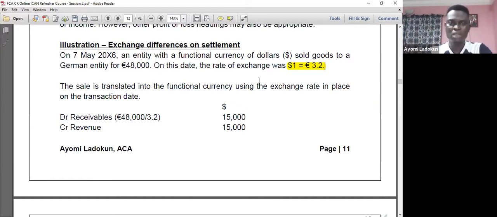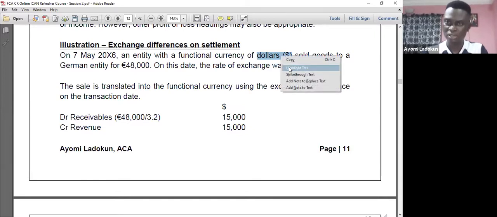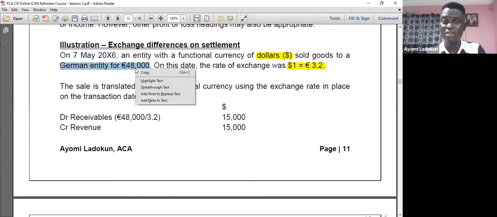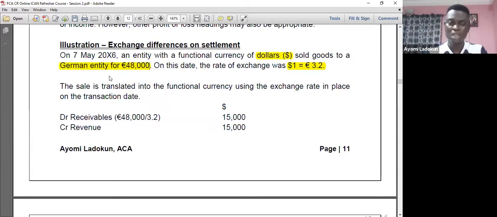Students also have challenges around when to multiply and when to divide. The first thing I need to recognize is this: what is my functional currency? The examiner says it is dollars. My functional currency is dollars, and I'm selling in a German currency, that's euros. Then I ask myself, between dollar and euro, which one is stronger? How do I know?